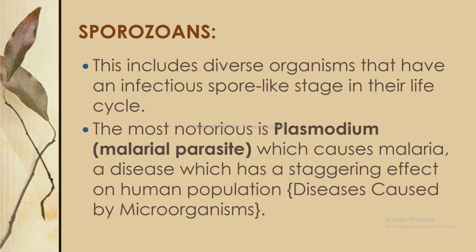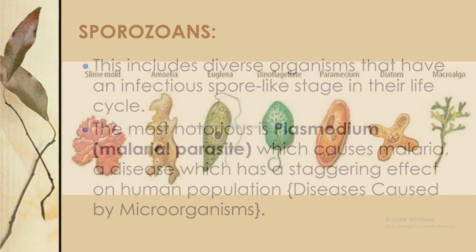Next are the sporozoans. This includes diverse organisms that have an infectious spore-like stage in their life cycle. The most notorious is Plasmodium, also called the malarial parasite, which can cause malaria, a disease which has a staggering effect on the human population. Diseases which are caused by microorganisms.